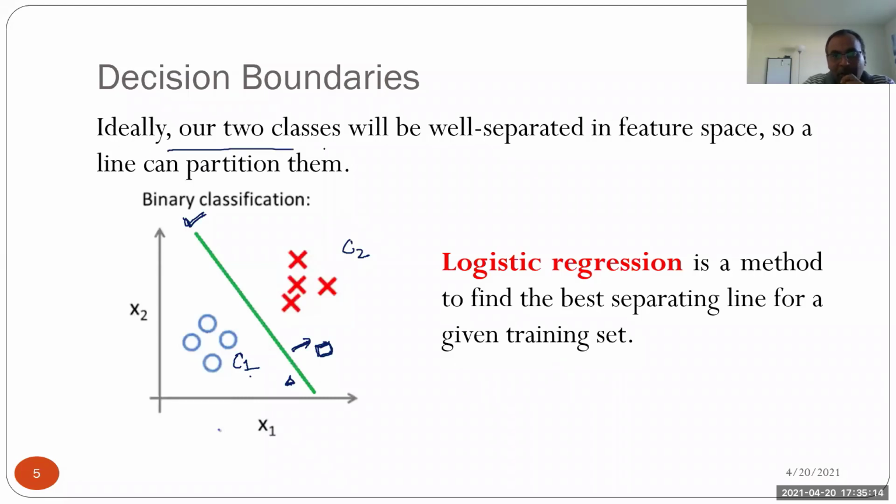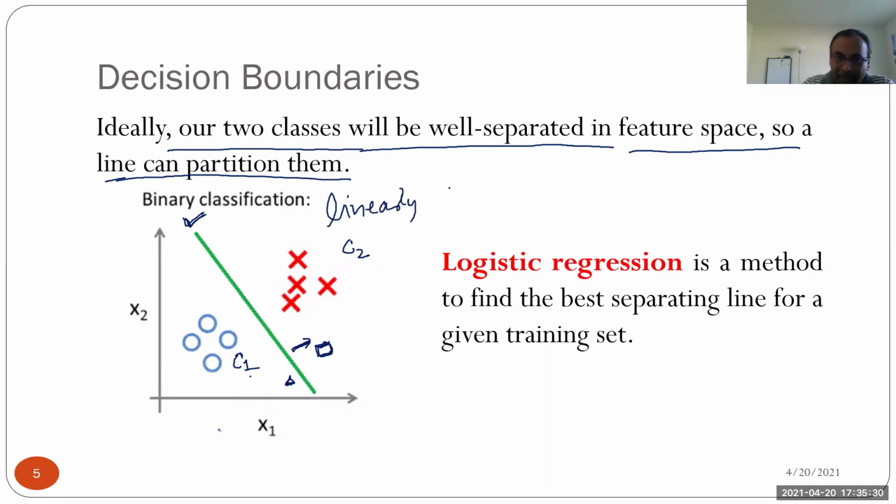Ideally, our 2 classes will be well separated in feature space, so a line can partition them. So here we are looking at a very ideal scenario of the classes which are linearly separable.